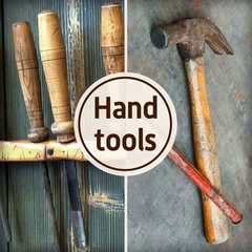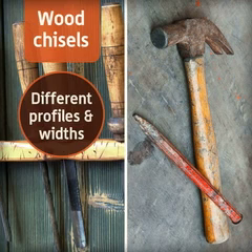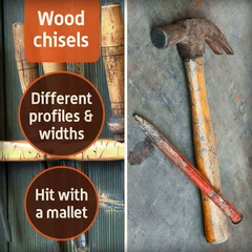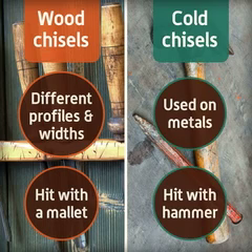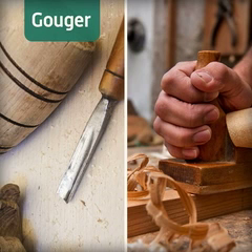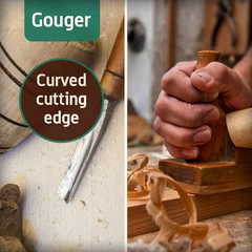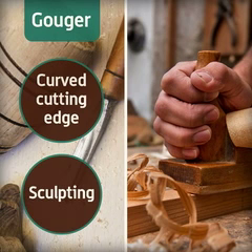Wood, metal and plastic can all be shaped using hand tools. Wood chisels come in different profiles and widths for making different shapes, and they are hit with a mallet. Cold chisels are used on metals and are hit with a hammer. Another type of chisel is a gouger. It has a curved cutting edge and is used for sculpting.